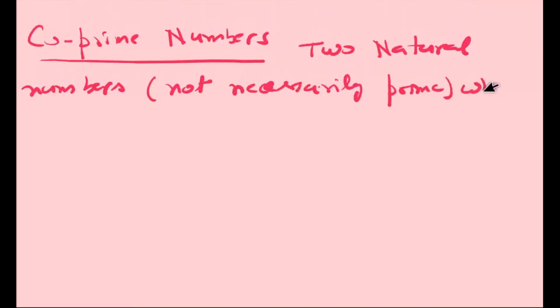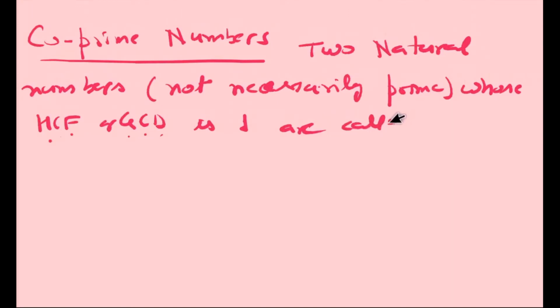Whose HCF or GCD, highest common factor, greatest common divisor, is 1, are called co-prime numbers. This is a very important point for competition. In competition this question will be asked, right?